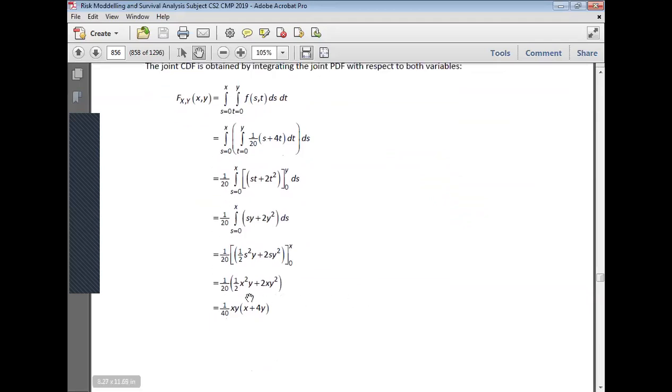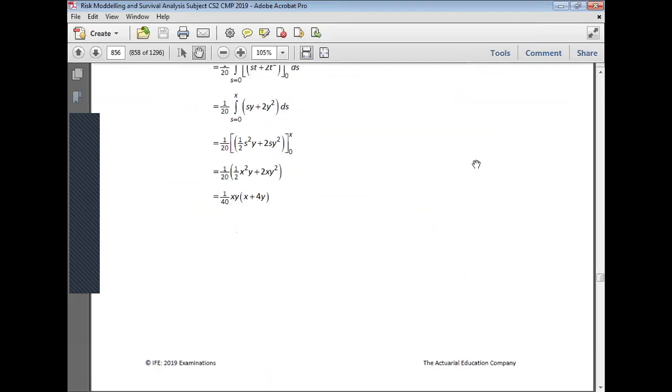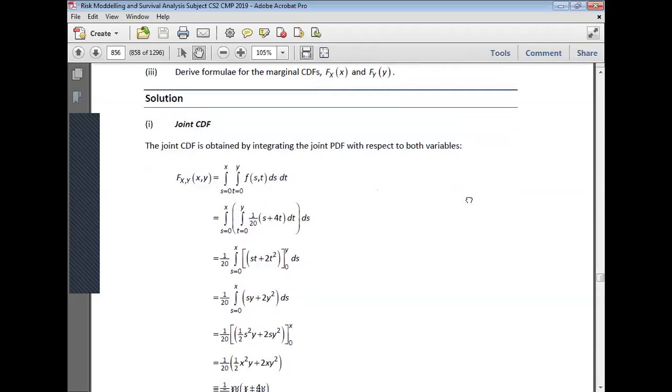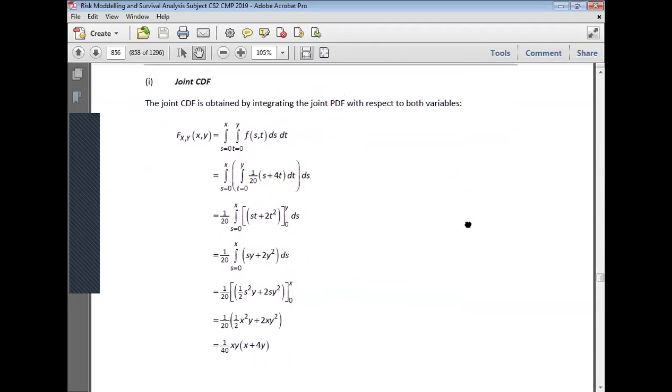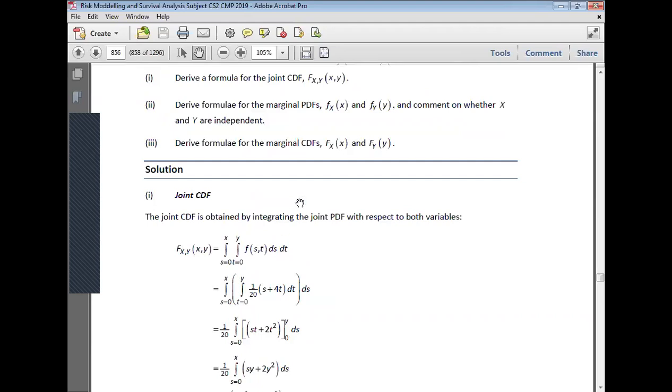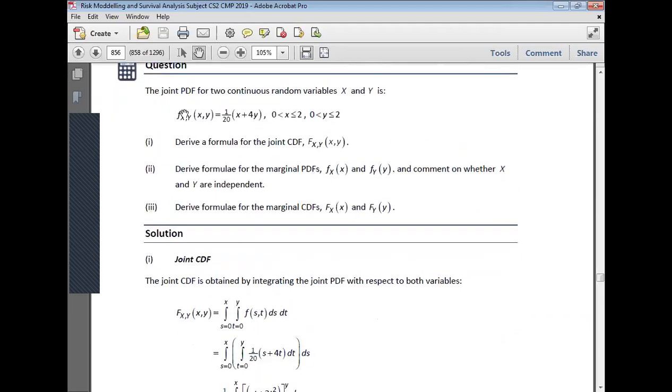This represents the probability that you will observe the value of the random variable capital X less than or equal to small x, along with the random variable capital Y's value being no greater than small y. And that's it about deriving the joint CDF from the joint PDF. Remember, you knew the joint PDF, you just had to integrate, and you got your joint CDF. Let us see what the second question asks.